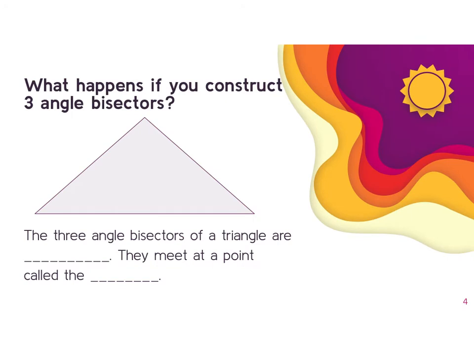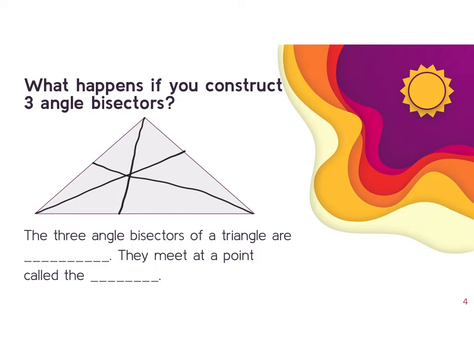Let's take a look now at what happens if you construct three angle bisectors, and I'm going to do my best to draw this. It's not going to be perfect technically. What we would actually need to use is a protractor to get it to be exactly correct. So I'm going to cut my angle in half here, up here, and here. Again, I know that's not quite perfect. They should all be straight lines.